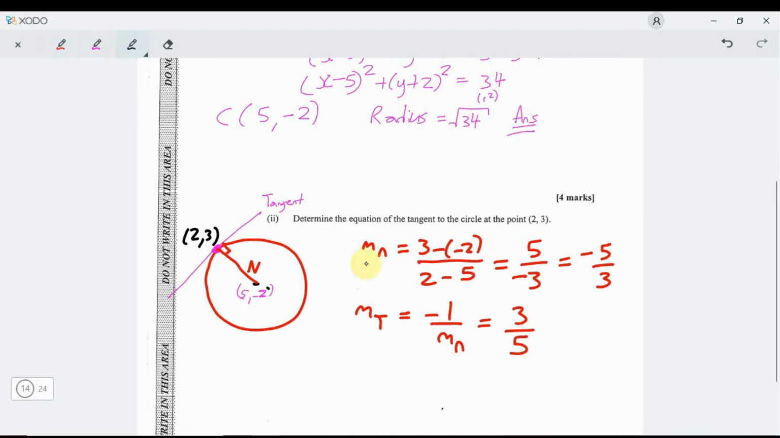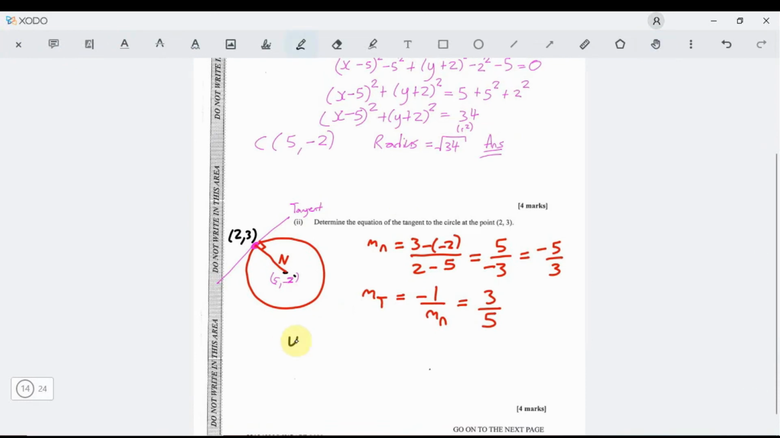Now that we get the gradient of the tangent, we can write down the equation of the tangent. The equation of the tangent is now y minus the y value at the point of tangency, y minus yp, equal gradient of the tangent in bracket x minus xp. So this is y minus 3 equal 3 over 5 in bracket x minus 2. This is the equation of the tangent.